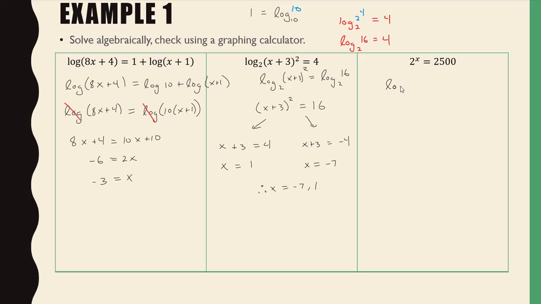So we get log of 2 to the x equals log 2500. This, I can use my power law, so it's going to become x log 2. And sorry, that looks like a base right now. So x log 2 equals log 2500. I'm going to divide both sides by log 2. So we get x equals log 2500 divided by log 2. You can put that in your calculator. That's why we chose to use log with a base of 10. And you get 11.3.